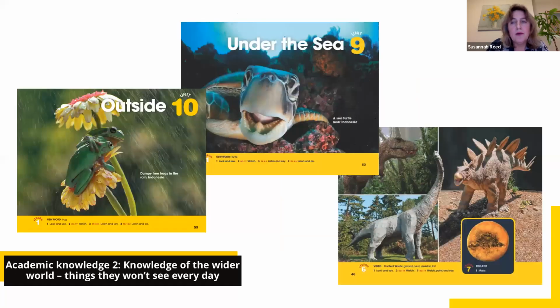Academic knowledge also includes knowledge of the wider world, things that children might not see every day, but they may experience in other ways. So for example, from books and stories, or from TV and other multimedia experiences. So for example, they might learn about the wonder of nature around different parts of the world and the importance of looking after it. Or they might learn about the animals that live under the sea.